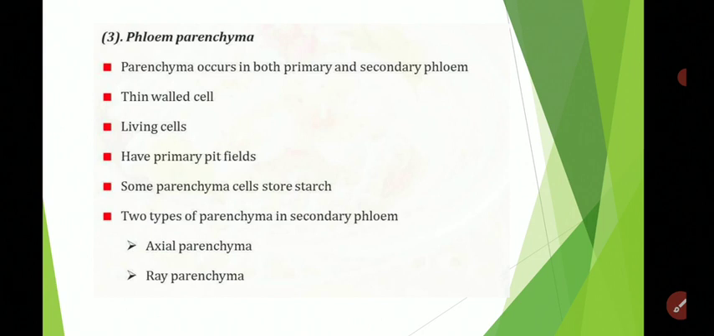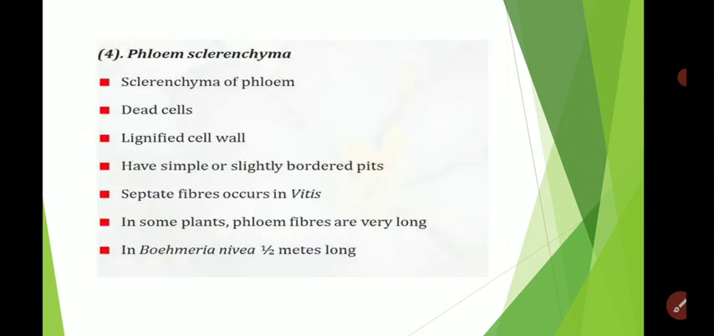So, in short, the phloem parenchyma occurs in both primary and secondary phloem. They are thin-walled, living cells, and have primary pit fields. Some parenchyma cells store starch, and there are two types of parenchyma in secondary phloem, that is axial parenchyma and ray parenchyma.